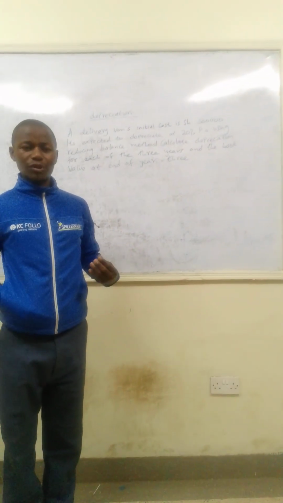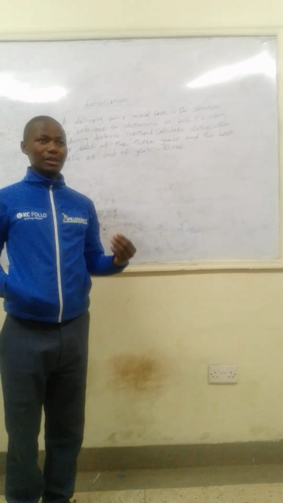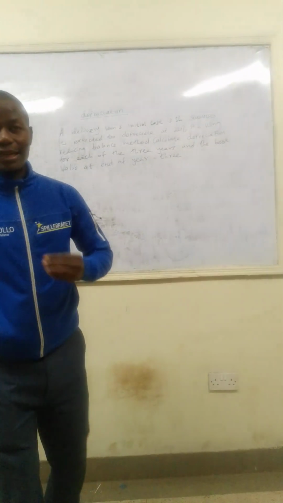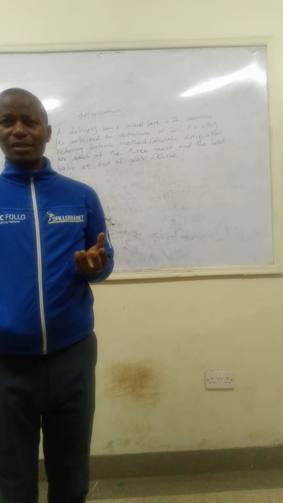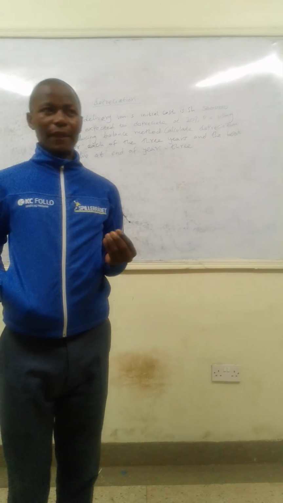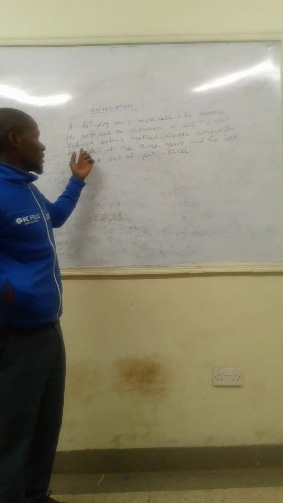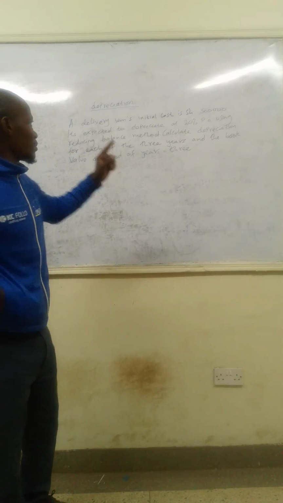So when you buy an item today, we expect that after using the item for 2-3 years, the item will have lost its value. So mathematics wise, we call it depreciation, the loss in value of that particular asset. So without wasting time, let's work on this.